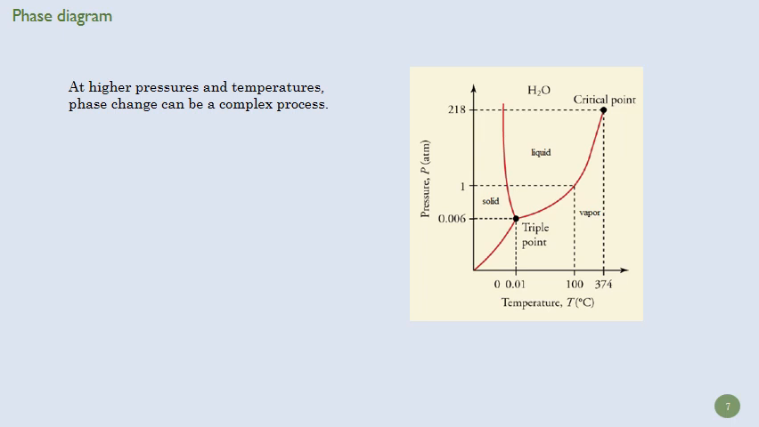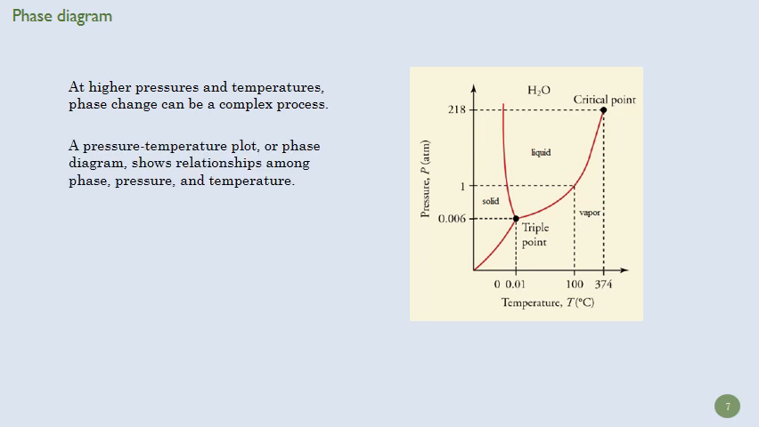Now, at higher temperatures and pressures, phase change can get more complex. And we can see that when we look at what's called a pressure temperature plot, or sometimes also called a phase diagram. And we can see the relationship between phase, pressure, and temperature in this plot.